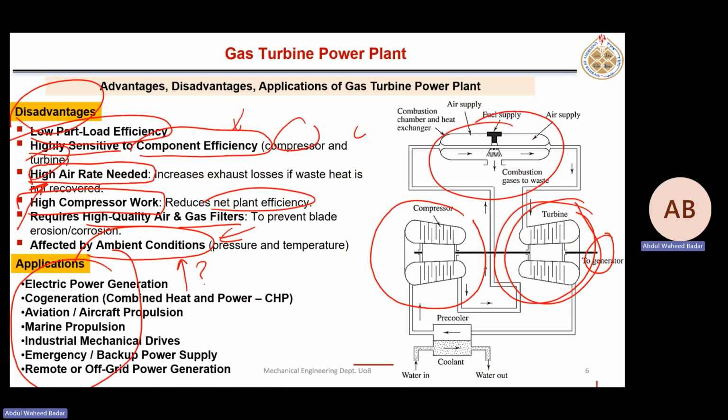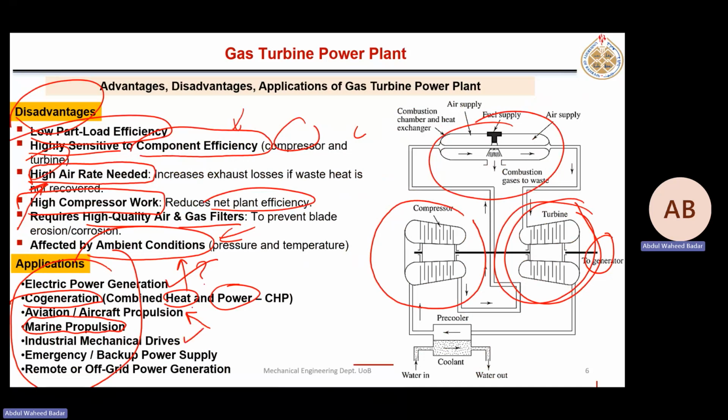Applications, so all these are major applications. Of course, electrical power generation, but cogeneration, we can use both for heat and power, just like in steam power plant. They're one of the major applications because you never use steam power plant in aircraft. You do not want to carry condenser and cooling tower with the aircraft. So that's why those are used in aviation or aircraft propulsion, marine propulsion also, gas turbine or diesel engines, both are used. This gas turbine cycle or reciprocating diesel engines.